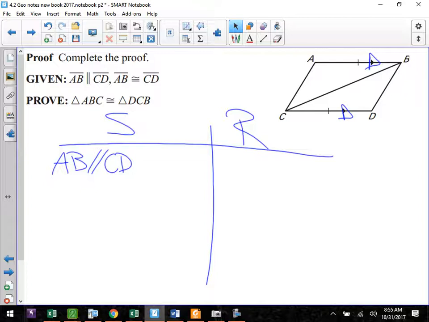Now, at this point, you'll notice we've got two parallel lines. That diagonal of BC acts as a transversal. So when you start thinking about angle pair relationships, you have two parallel lines cut by a transversal. Which angles become congruent to each other? Which one?